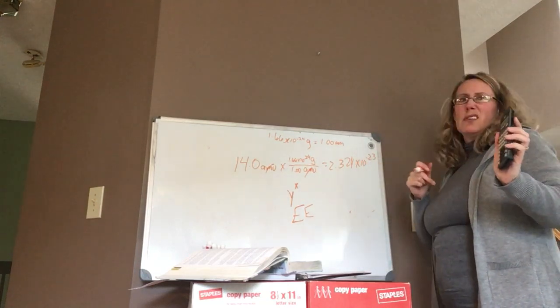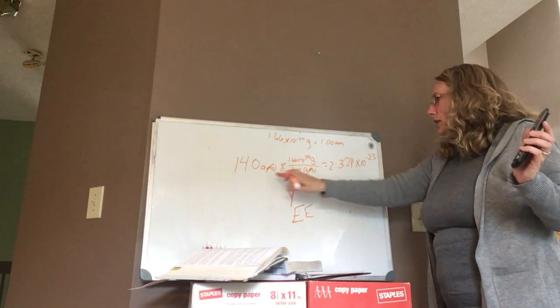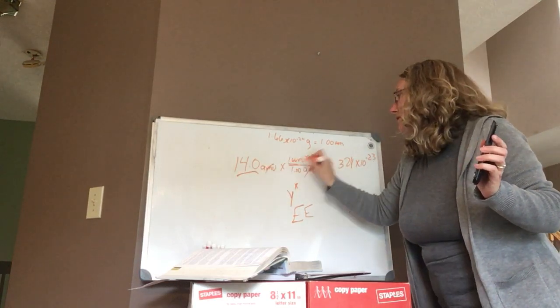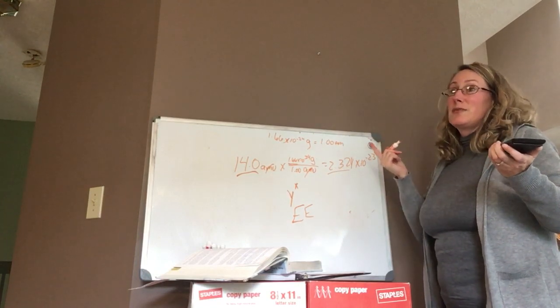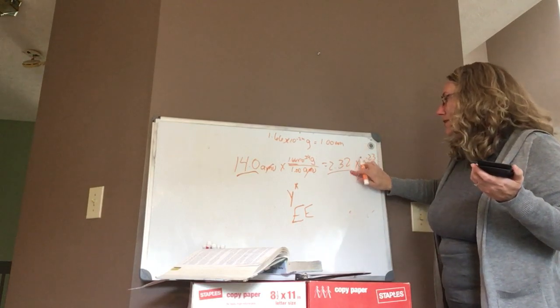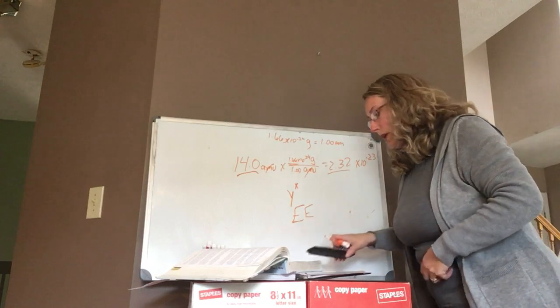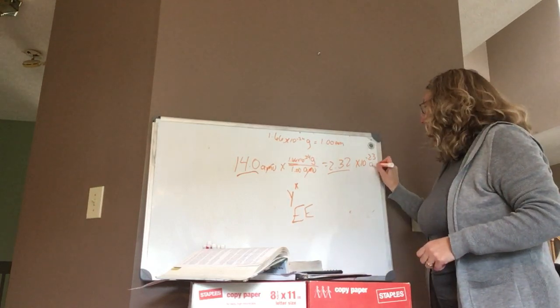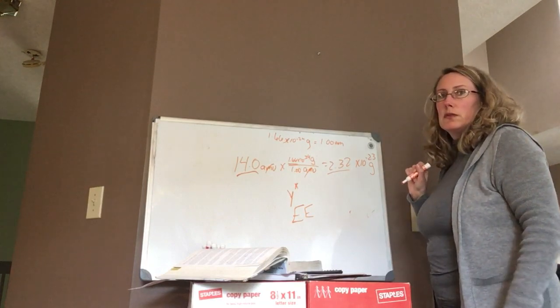Is that the right answer though? No, because this has three significant digits, this has three significant digits, so this can only have three significant digits. Remember we talked about significant digits? So it's not actually accurate, so that's really bad. It's 2.32 times 10 to the negative 23rd. Oh, and my whole point of doing this problem is to give myself a gram, so it's grams, okay?